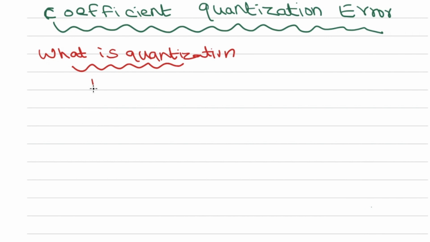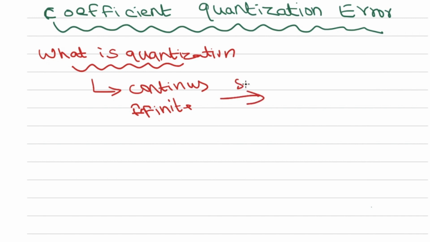So if you are having a continuous infinite value, we are mapping this continuous infinite value to a smaller set of discrete value. This process is called quantization. So quantization is the process of mapping continuous infinite value to a smaller set of discrete value.